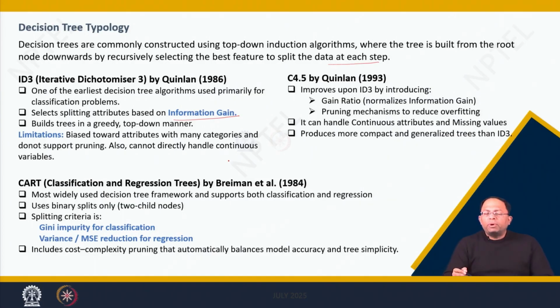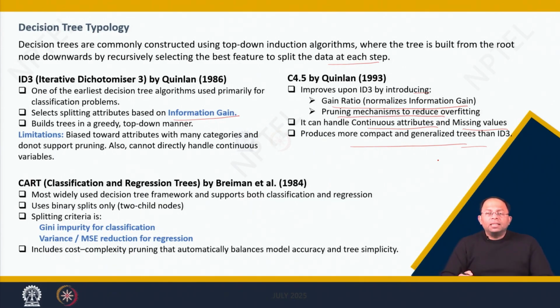Then came the C4.5 algorithm, again by Quinlan, in 1993. It improves upon ID3 by introducing something called gain ratio, which normalizes information gain, and this allowed pruning mechanisms, which are required for reducing overfitting. It can also handle continuous attributes and missing values, and it produces more compact and generalized trees than ID3. So that means it is a better way to develop a tree, with a lot of benefits over the ID3 algorithm.